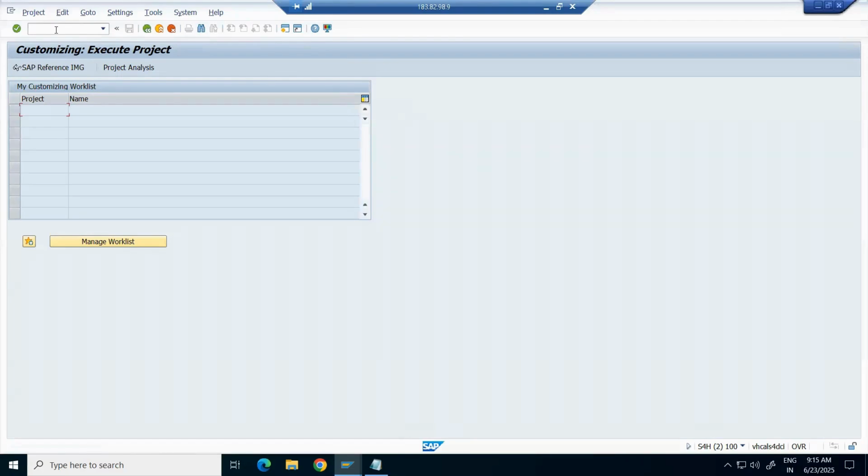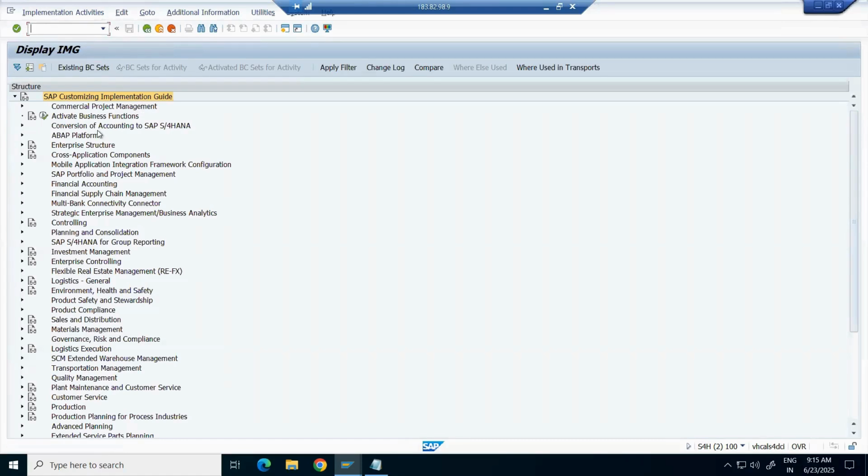See this path, this screen, these options are the same in ECC and S/4HANA. Okay, go to SAP Reference IMG. Chandra and Rajesh, please guide me now, where can I do the business partner setup or configuration?